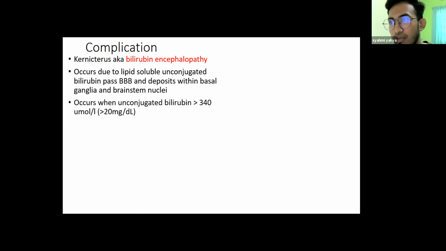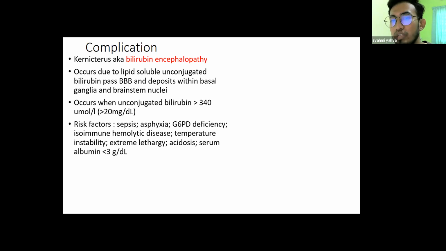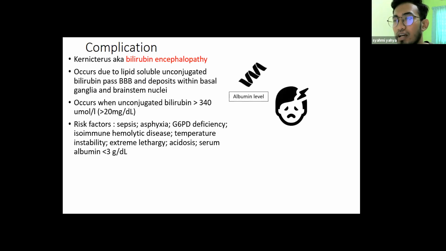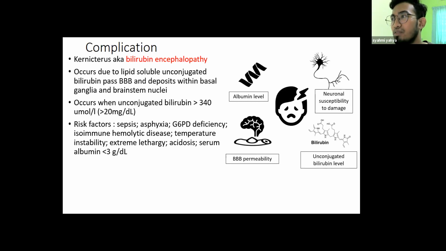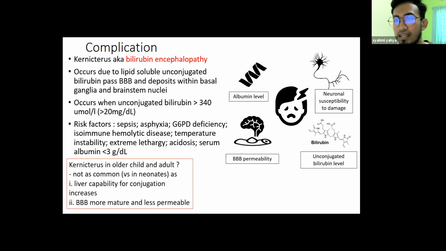So it occurs when unconjugated bilirubin is more than 340 micromole per liter. The risk factors that worsen it are sepsis, asphyxia, G6PD deficiency, autoimmune hemolytic disease, lethargy, acidosis, and low serum albumin, because serum albumin holds the unconjugated bilirubin in the blood. So it depends on albumin level, blood-brain barrier permeability, level of unconjugated bilirubin, and neuronal sensitivity to damage. Kernicterus is not common in older children or adults because the liver is capable of the conjugation process, and the blood-brain barrier is more mature.